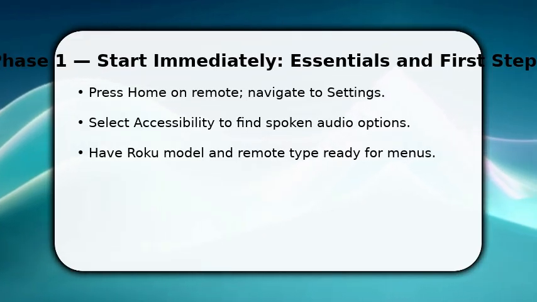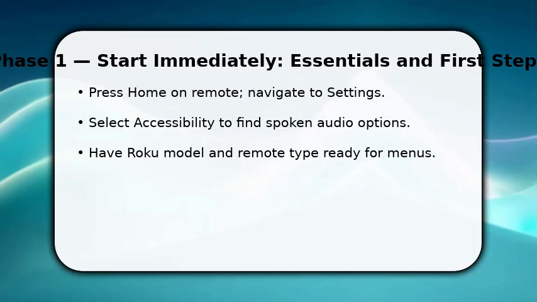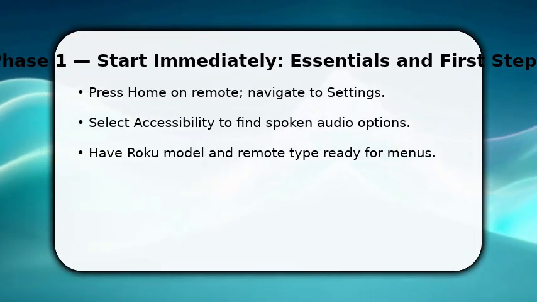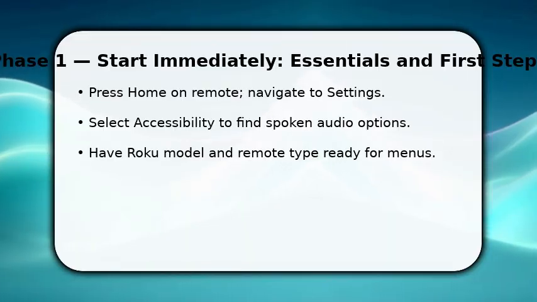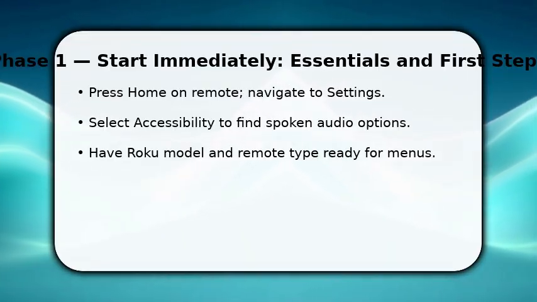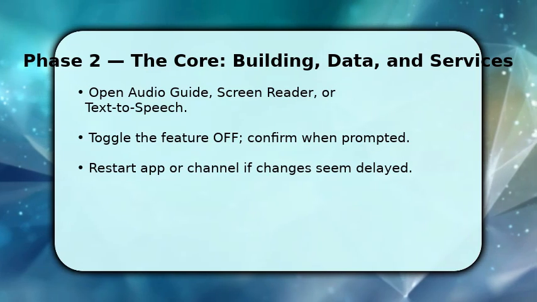This first step locates the narrator or audio guide control so you can change it. Once found, you'll be ready to toggle the speaking feature off. Don't skip verifying you're in accessibility. Now you locate the specific control.